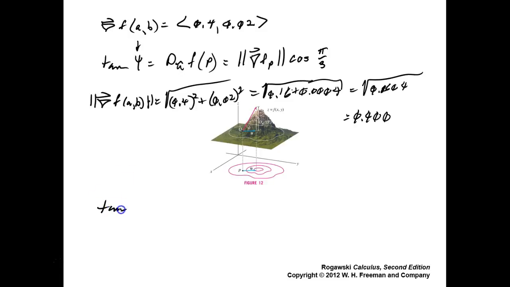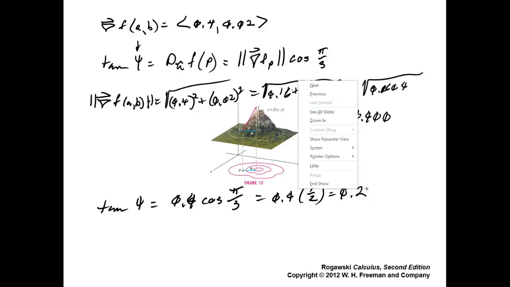then your tangent of psi, that's what we're looking for, is equal to 0.4 times cosine of pi thirds. You know what cosine of pi thirds is? One half. I think you do know that. Okay. All right. So this would be 0.2. Okay. And tangent of psi is equal to 0.2, so take the inverse tangent of that.